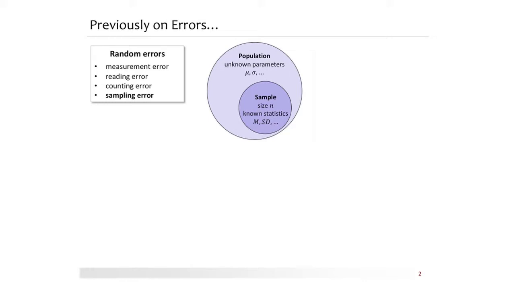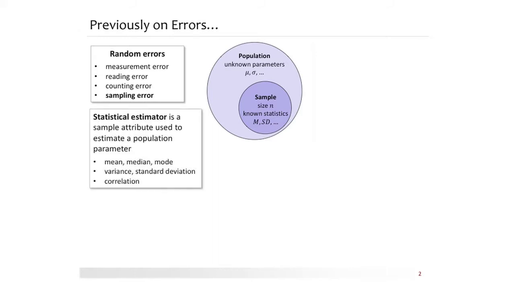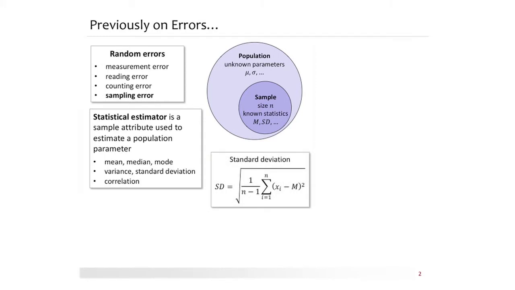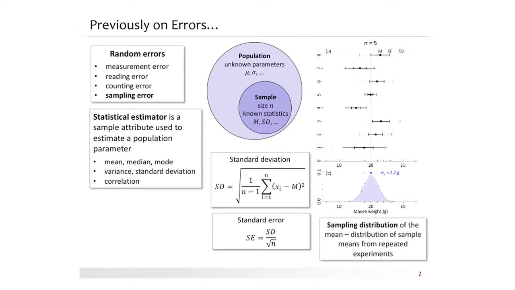And in a population, you have some unknown parameters, like the mean. In a sample, you calculate the sample mean. And this is an estimator of the population parameter. So statistical estimator, that was another important part of this lecture, is a sample attribute used to estimate a population parameter. And there are lots of them, like mean, variance, it could be correlation. And I discussed a few simple estimators, standard deviation, which is usually calculated with n-1, and standard error of the mean, which comes from the sampling distribution of the mean.